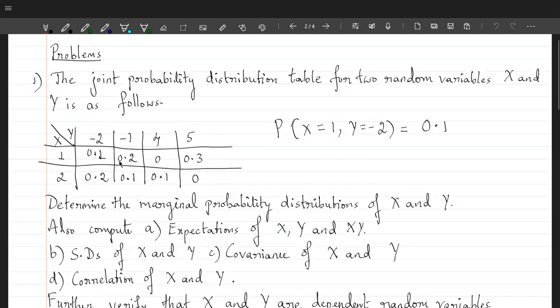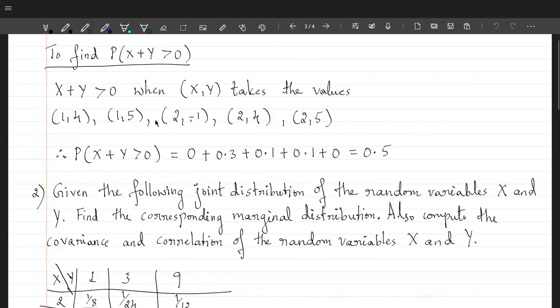Similarly, you will have to find out all the cases when x plus y is greater than 0. This is what you have to find. So when I have done that here, we get these 5 different cases where the total of x and y is greater than 0. First case is 1, 4 and the corresponding probability is 0. Next case is 1, 5, total is 6, corresponding probability is 0.3. Here you have 2, minus 1, total will be 1, greater than 0.